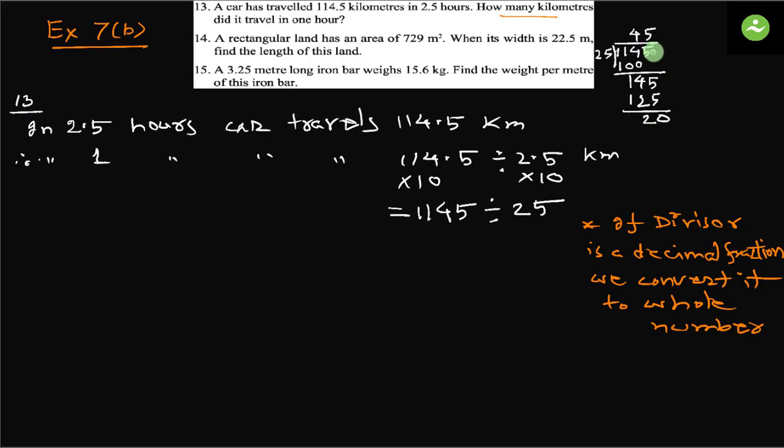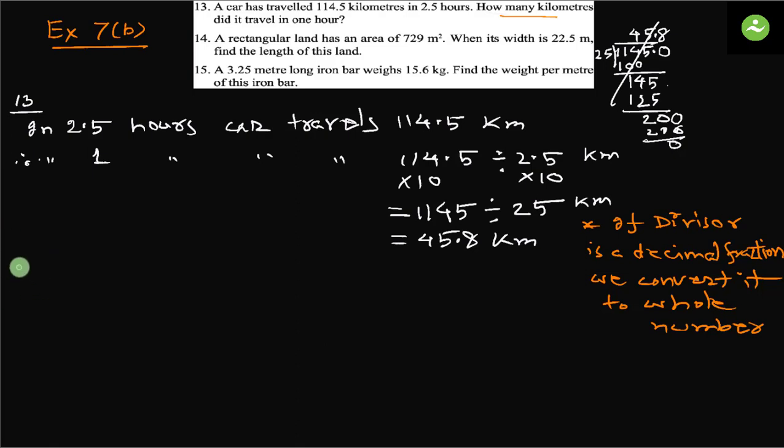Can we convert it to a decimal fraction so that we get a 0 here? Yes. Before you bring down the 0, put a decimal point here. Now bring down the 0. 25 into 8 is 200. There is no remainder. So 45.8. You must not forget the unit, it's kilometer. And the result is 45.8 kilometer.